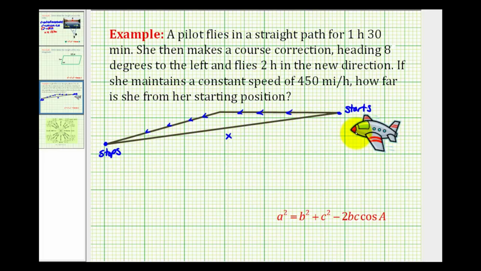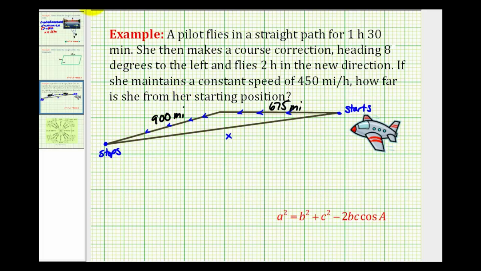Now one thing that's a little bit tricky about this question is that this plane is traveling at 450 miles per hour for an hour and a half in one direction and 2 hours in another. But we need to determine the length of these sides of the triangle, which would be the distance traveled. So for example, if the plane is traveling 450 miles per hour for 1 hour 30 minutes or 1.5 hours, 1.5 times 450 will give us the distance traveled. So this distance here is going to be 675 miles. Then the plane turns and travels for 2 hours at the same speed. Well, 2 hours times 450 miles per hour is going to give us 900 miles.